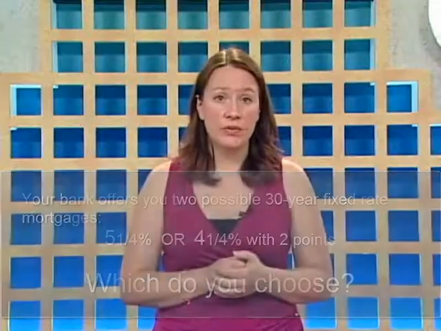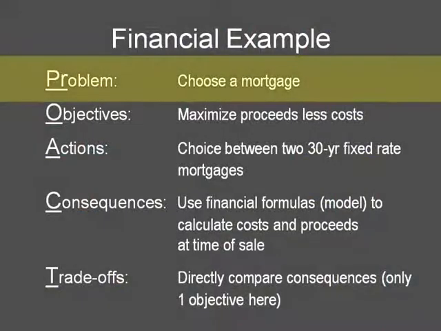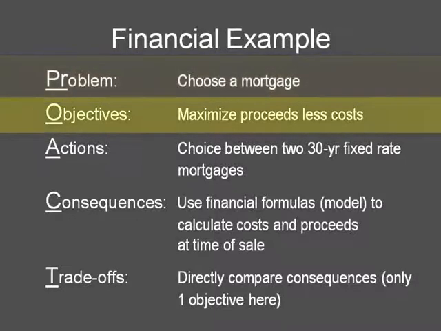Which should we choose? We need to go through this process, this PROACT process. So first, what's our problem? Well, we need to choose a mortgage, and maybe we know who our decision makers are. Maybe it's I and my spouse. We're the decision makers, and we need to make this decision in the next month because we're in the process of actually making a bid on a house.